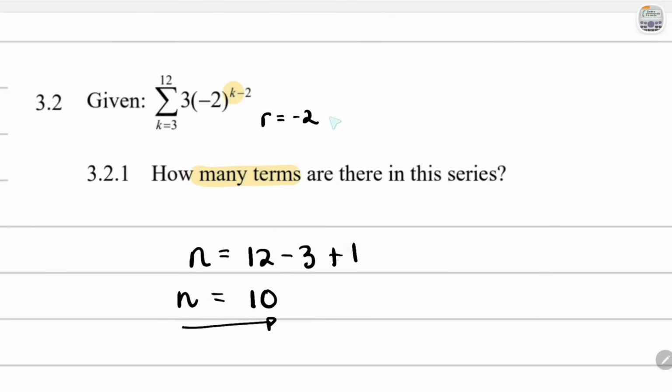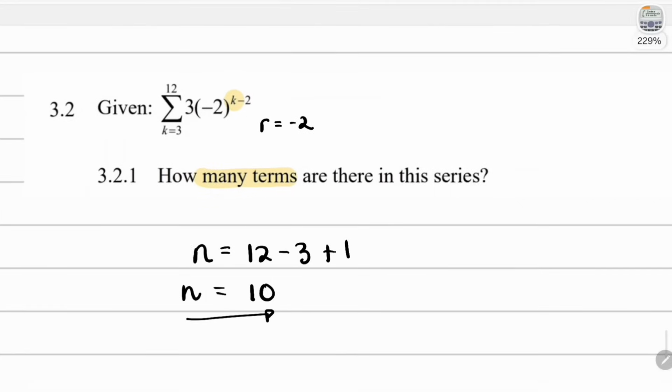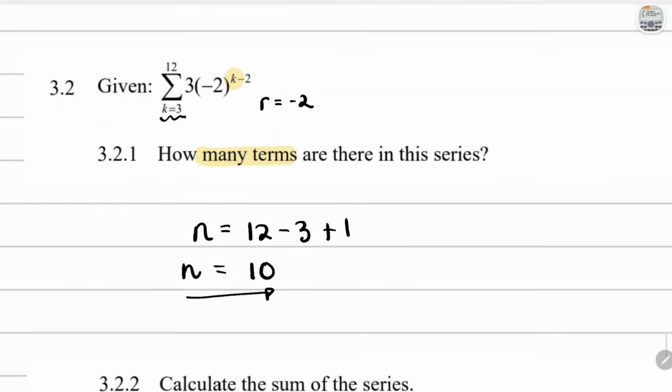But remember, if you're not sure, what you can do is expand this series starting at k equals 3. You substitute 3 in place of k, and that will give you the first term. Then substitute 4 in place of k, and that will give you the second term. And you'll simply say the second term divided by the first term to find out what r is. Okay, but r is equal to negative 2.